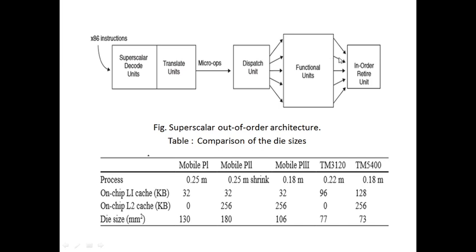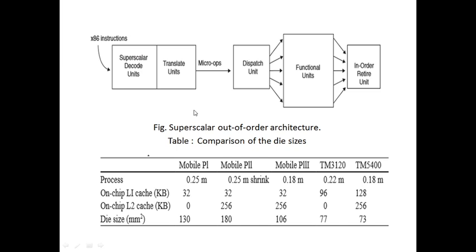Then again the output of the functional box will be taken into the in order retire unit. This in order retire unit converts these micro ops again into x86 instructions. First the high level language is converted to machine level language, then this is dispatched to the functional units, then the machine level language is converted to high level language and given as x86 instructions. This is the operation for a superscalar out of order architecture.